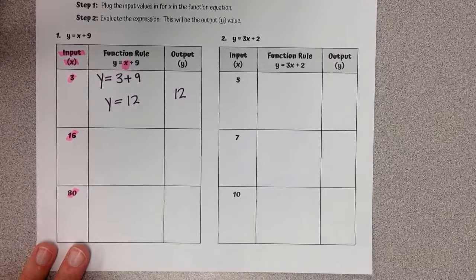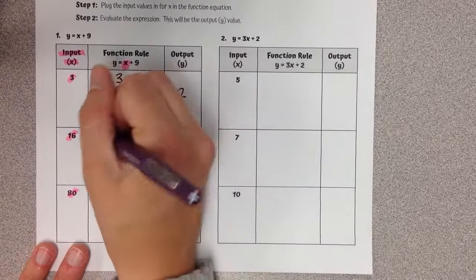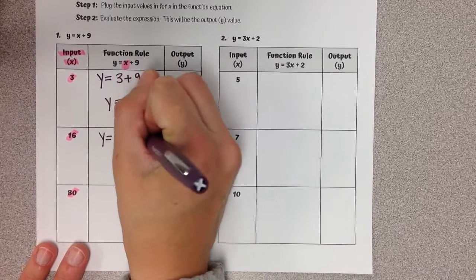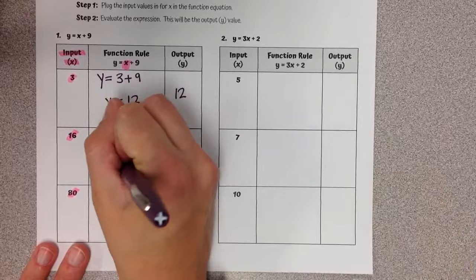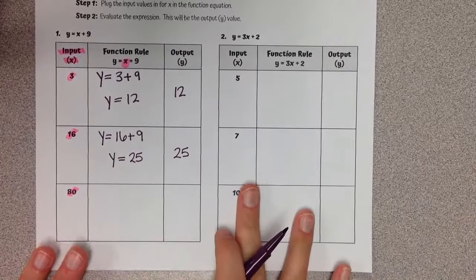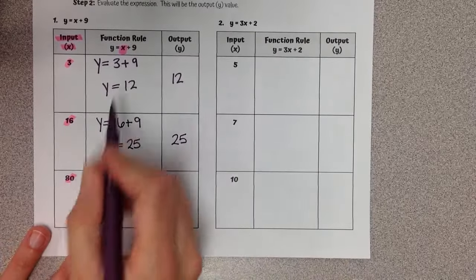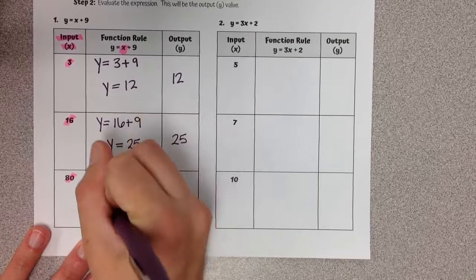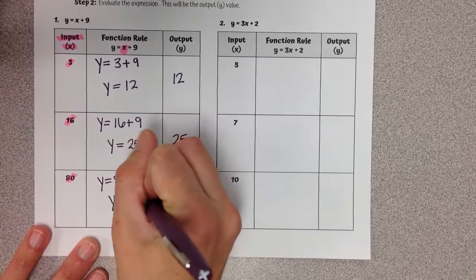All right, what about if x is 16? So again, plug it in for x in the equation. y equals 16 plus 9, so y equals 25. And then the last one, 80. So plug in 80 for x. y equals 80 plus 9, so y equals 89.